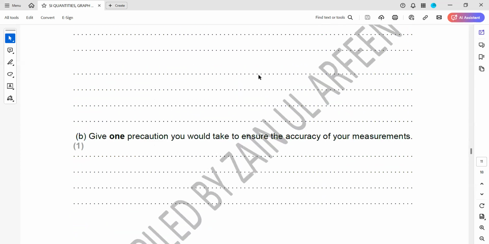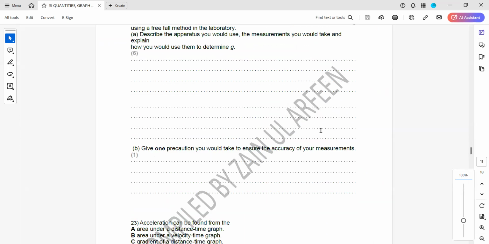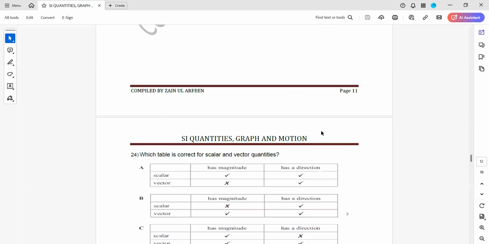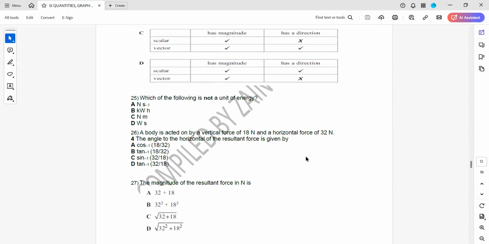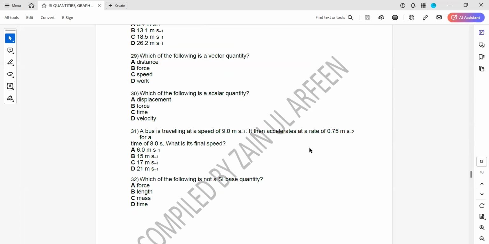Page 11, any doubts? Page 11, page 12, page 13.